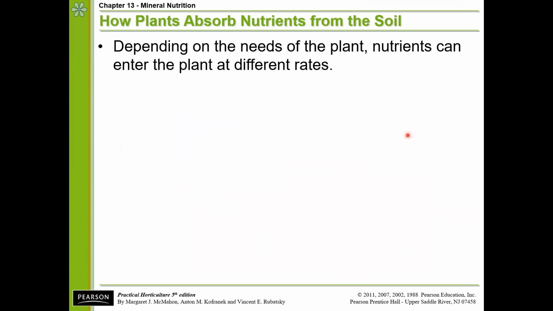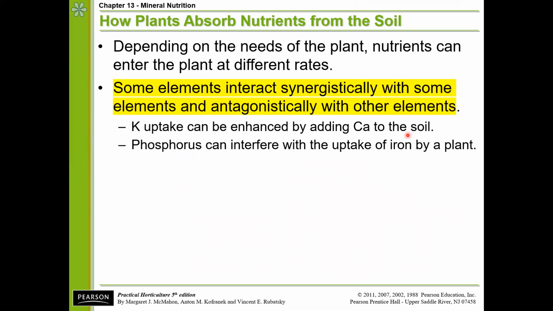So that's one of the reasons why plants need fats as well. They're making them, they need them. Some elements interact synergistically with some elements and antagonistically with other elements. So this is where we get imbalances, not just deficiencies, but I guess more, too much toxicity of an element as well.